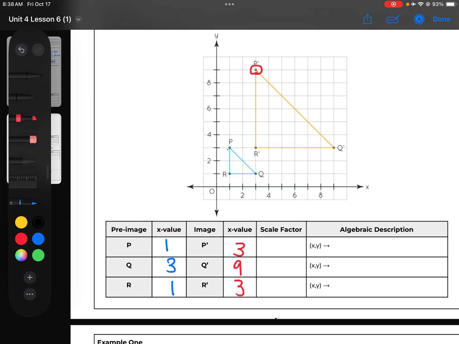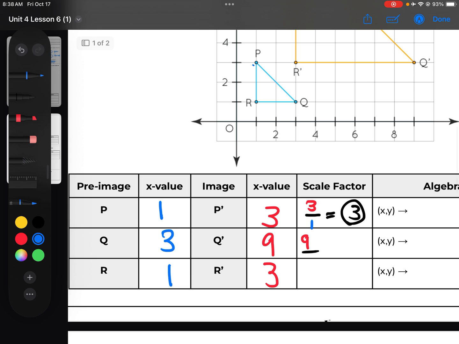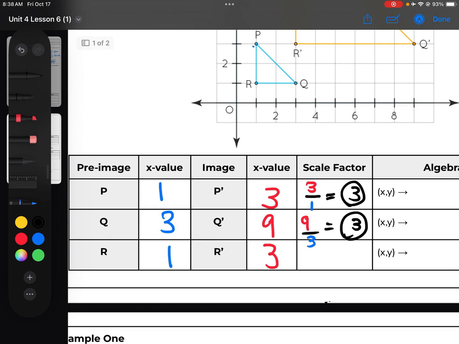So to find the scale factor, we are going to take the coordinate of the image and divide by the coordinate of the pre-image. So I have 3 divided by 1. That gives me a scale factor of 3, okay? The one below it is 9 divided by 3, which gives me, once again, a scale factor of 3. Really you only have to do 1 or 2 points to find this rule, because you're going to see here that even on this third one, the scale factor still comes to 3.